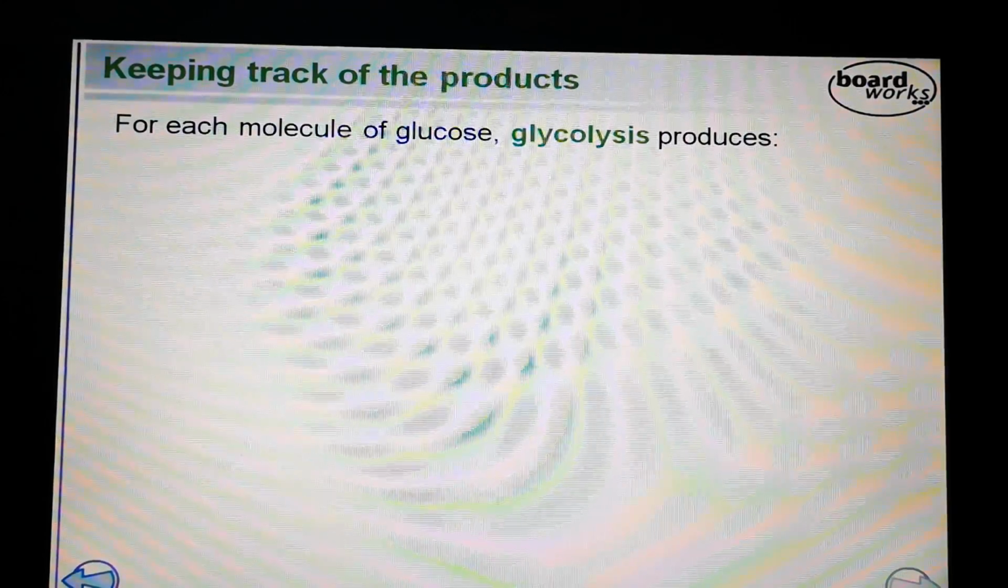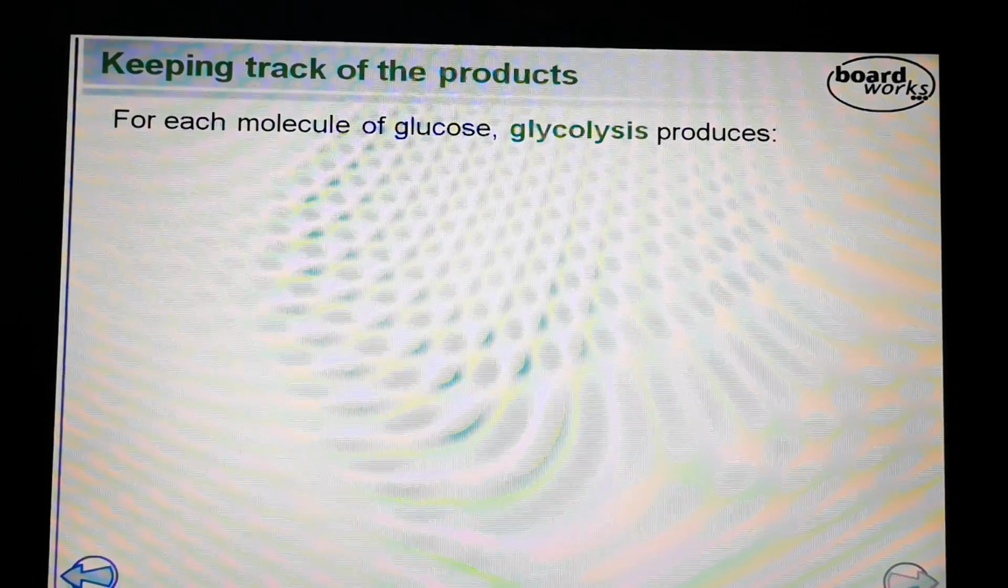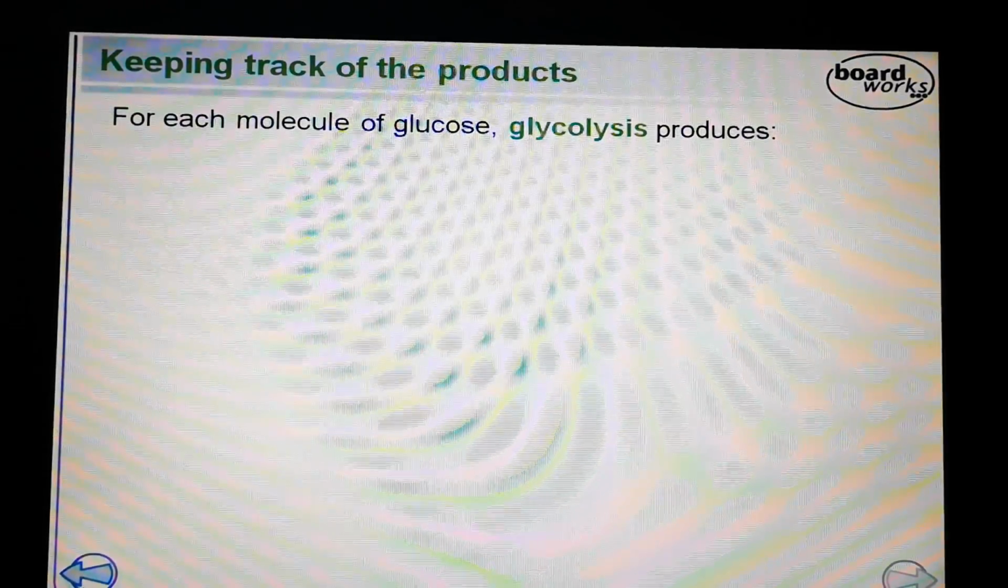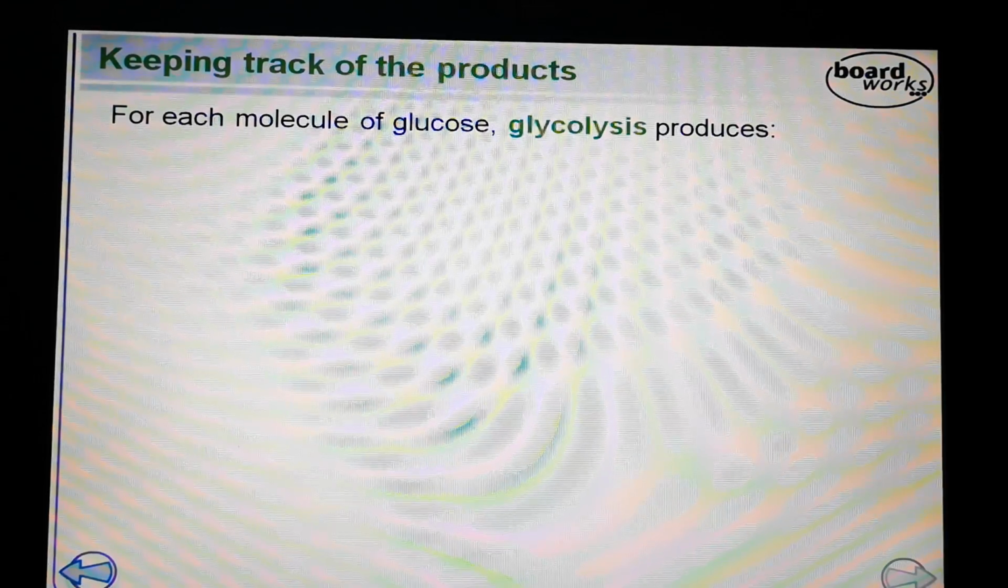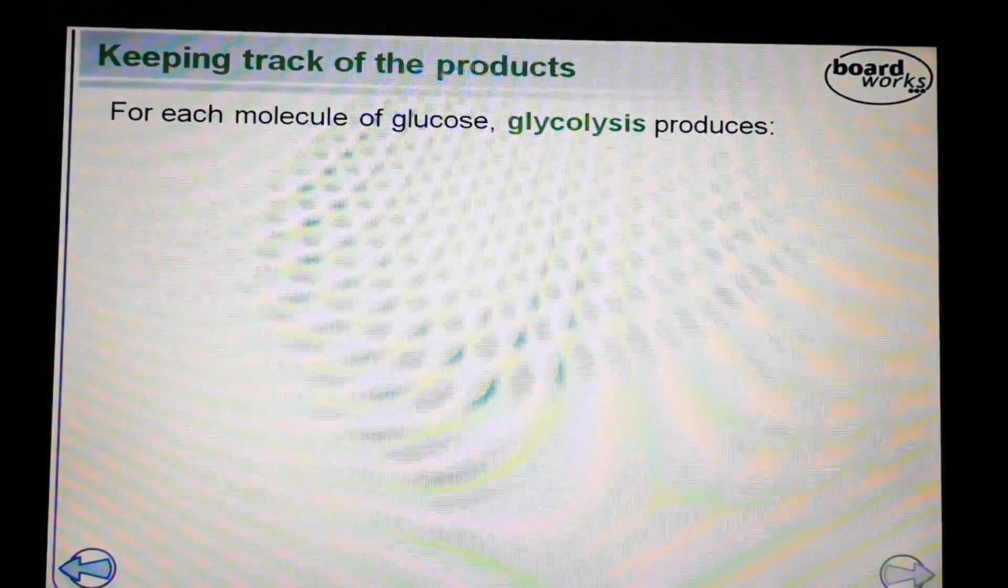So this is the final part, part 4, and I'm going to talk about oxidative phosphorylation. Before I start talking about oxidative phosphorylation, it's important that we have a quick recap and remind ourselves of all the products that have been made to date.